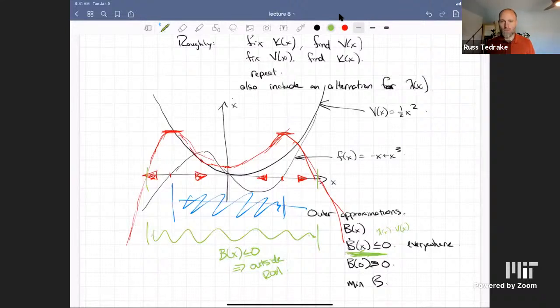What did you mean when you wrote min b? Is that minimize over b, or are you trying to minimize the magnitude of b somewhere? You come up with some surrogate of minimizing the function b. You're going to basically compute the integral over the function and push down on it. In other words, you're trying to push b as close to the true region of attraction as you can. You're trying to minimize the gap, basically.